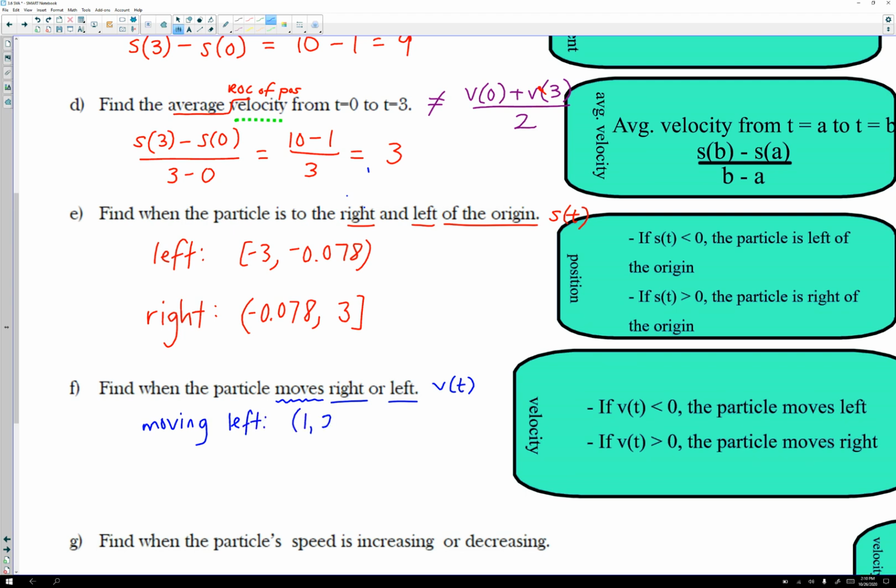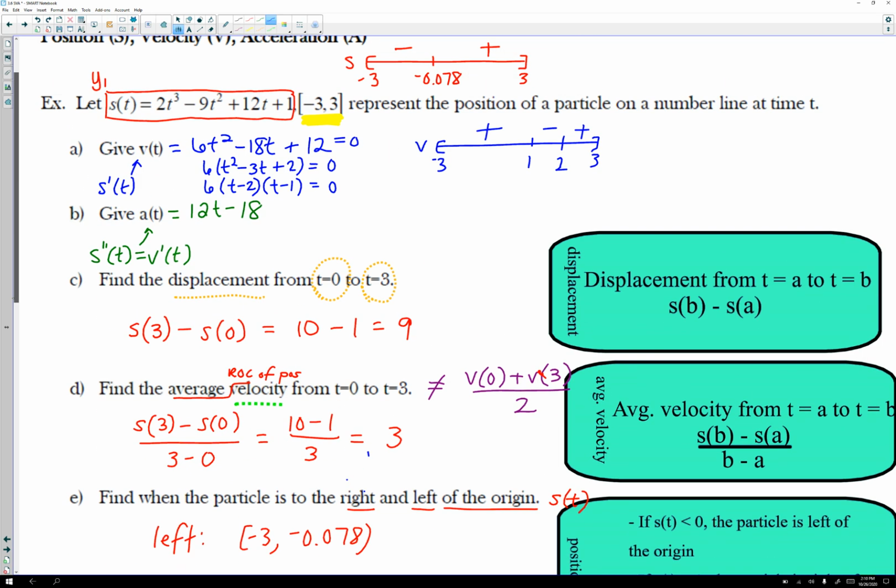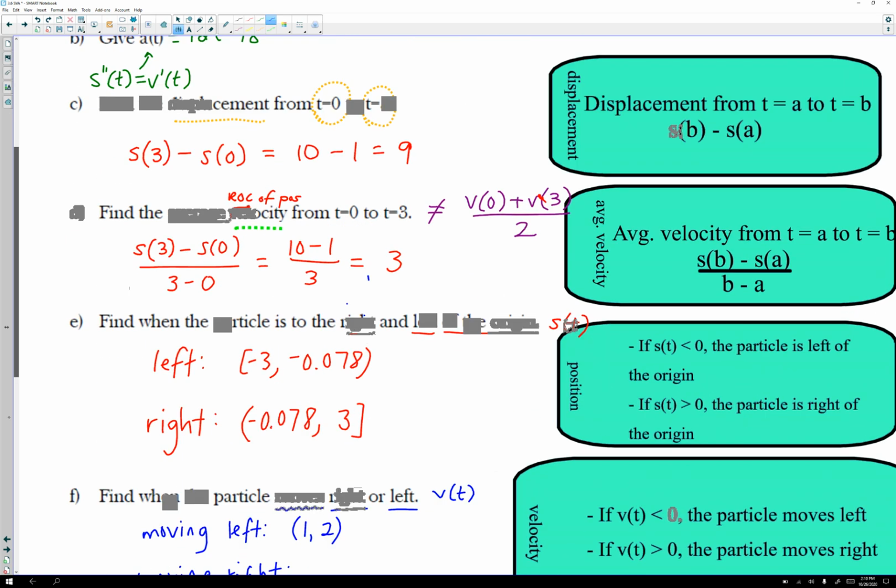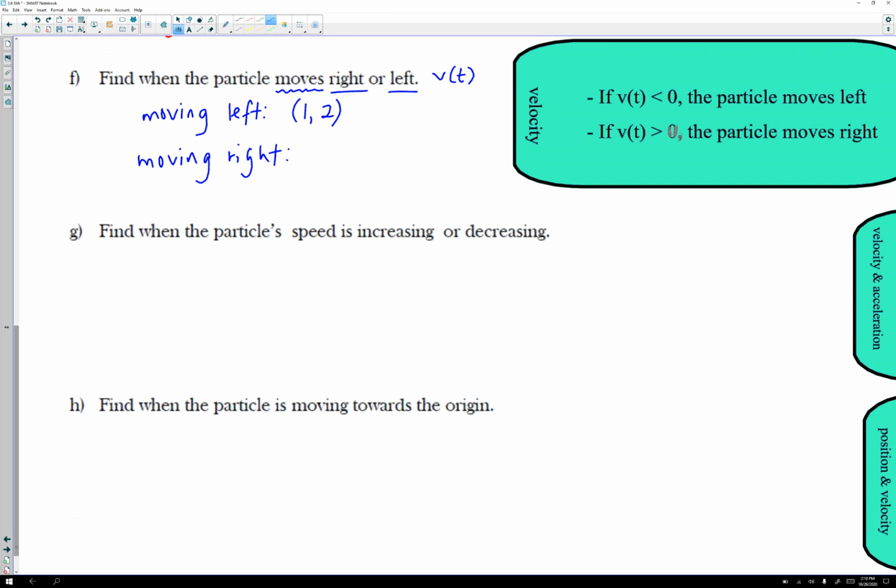And again, I'm not going to include either of those because that's when the particle is not moving. And then the particle is moving right from negative 3 to 1 and from 2 to 3. Oh, don't use the 1. Okay. All right, so now things get interesting.